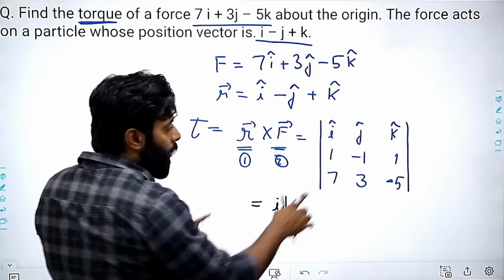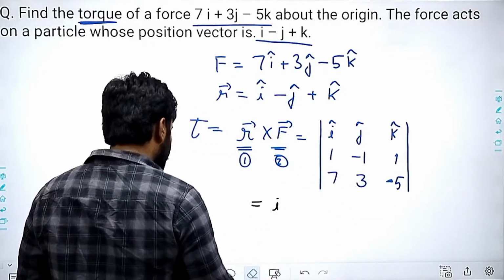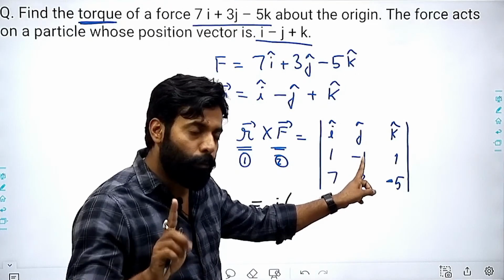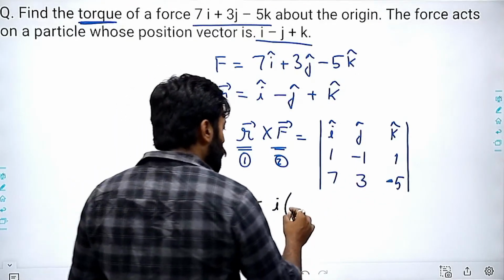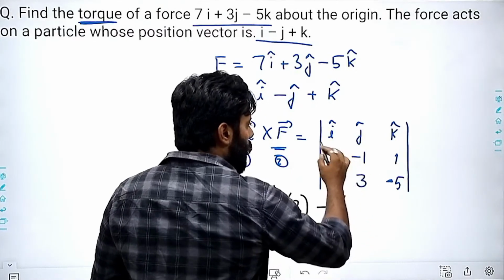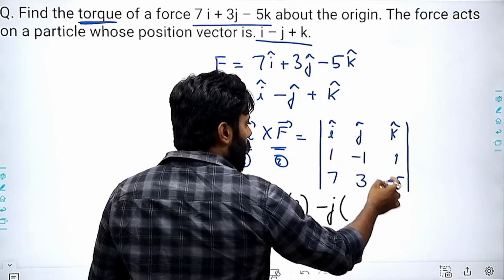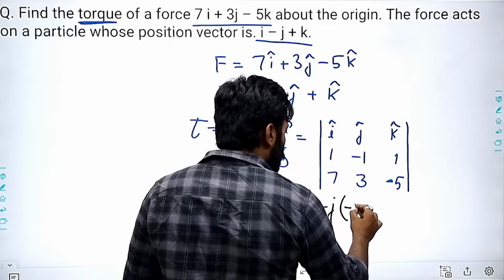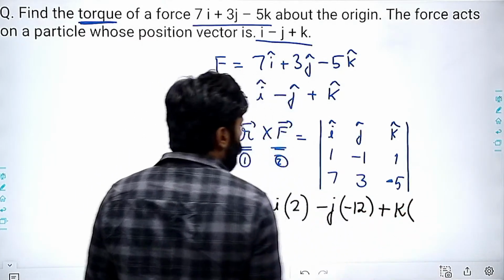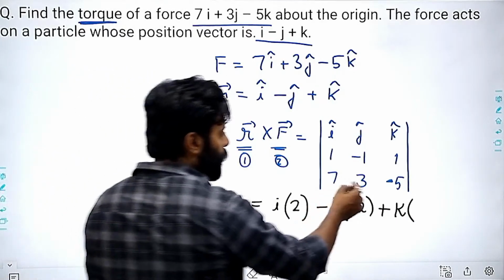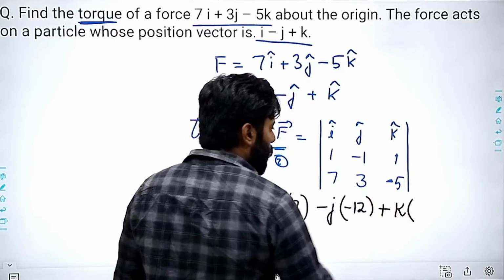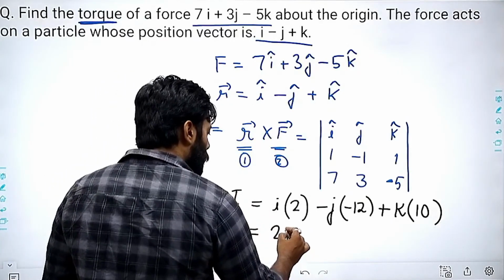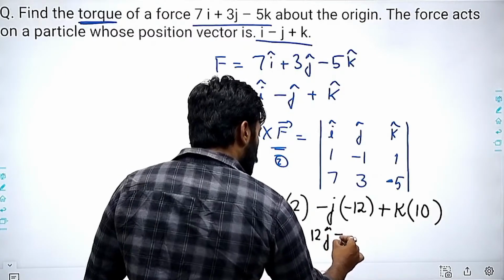So it will be i, and I'm writing this directly. Next, minus 5 into minus 1, that will be 5. So 5 minus 3, that means 2. So it will be 2i, minus j. Now this will go, this will go, minus 5 and minus 7, so it will be minus 12, plus k. Then for k it will be 3 and 10, so it will be 10. So my answer will be torque is equal to 2i plus 12j plus 10k.